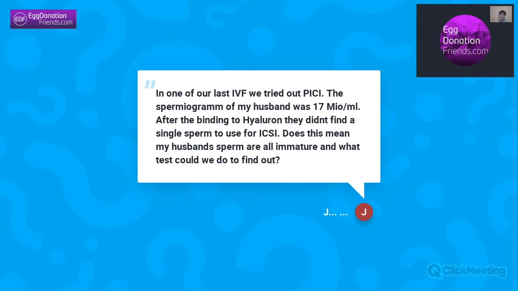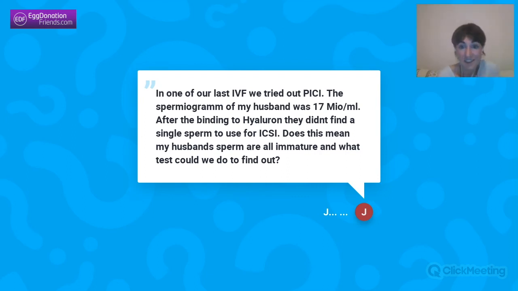In one of our last IVF cycles, we tried our Pixie. The spermiogram of my husband was 17 million per milliliter. After the binding to hyaluron, they didn't find a single sperm to use for ICSI. Does this mean my husband's sperm are all immature, and what test could we do to find out?